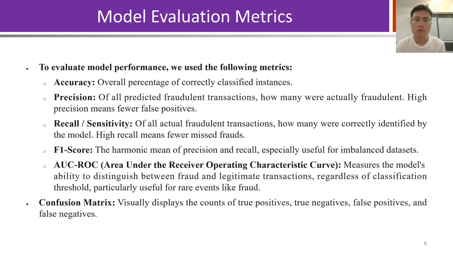Recall tells me how many actual fraud cases I caught. High recall means I don't miss any fraud. F1 score balances precision and recall, which is great for imbalanced data like ours. AUC-ROC measures the model's ability to distinguish between fraud and no fraud, even when fraud is rare. I also used a confusion matrix to visualize true positives, false positives, true negatives, and false negatives.